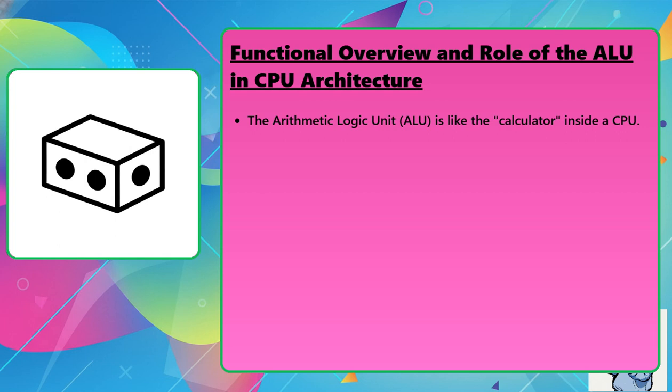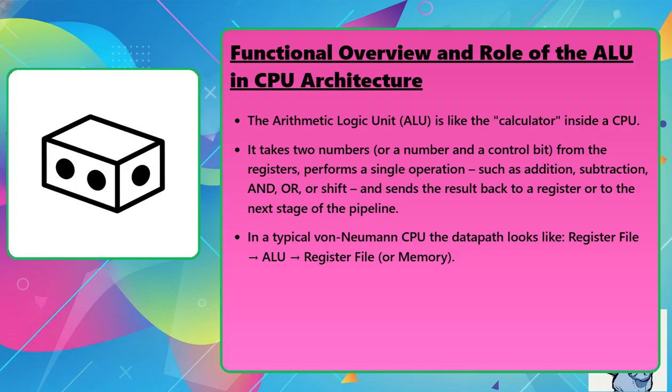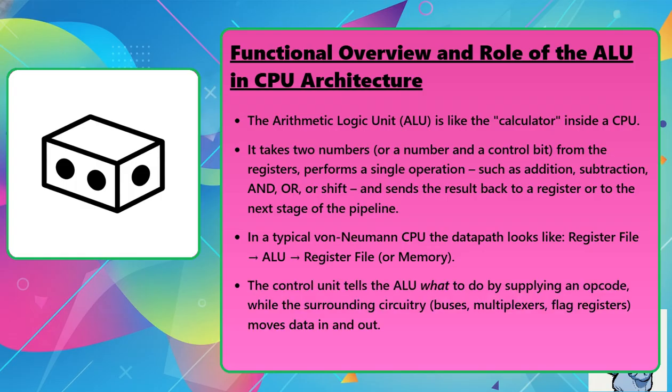The Arithmetic Logic Unit, ALU, is like the calculator inside a CPU. It takes two numbers, or a number and a control bit, from the registers, performs a single operation such as addition, subtraction, AND, OR, or shift, and sends the result back to a register or to the next stage of the pipeline. In a typical von Neumann CPU, the data path looks like register file to ALU to register file or memory. The control unit tells the ALU what to do by supplying an opcode, while the surrounding circuitry such as buses, multiplexers, and flag registers moves data in and out.